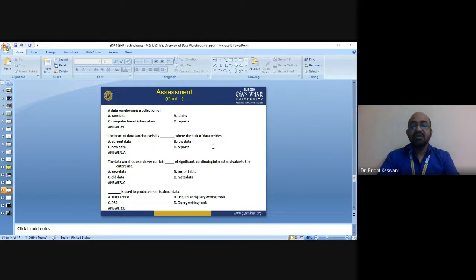Current data. The data warehouse archives contain dash of significant continuing interest and value to the enterprise. A. New data. B. Current data. C. Old data. D. Metadata. The right answer is C. Old data. Dash is used to produce reports about data. A. Data access. B. DSS, EIS, and query writing tools. C. DSS. And D. Query writing tools. The right answer is B. DSS, EIS, and query writing tools.